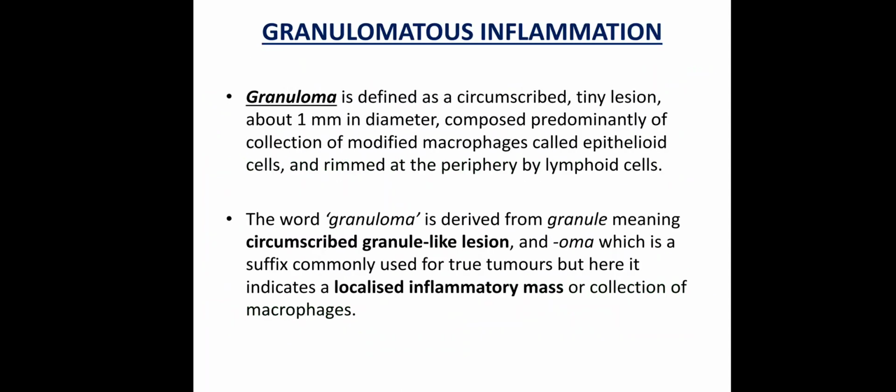Now we shall talk about the granulomatous inflammation. Granuloma is defined as a circumscribed tiny lesion which is about 1 mm in diameter, composed predominantly of collection of modified macrophages called epithelial cells and rimmed at the periphery by the lymphoid cells. The word granuloma is derived from granule, meaning the circumscribed granule-like lesion, and oma, which is a suffix commonly used for true tumors, but here it indicates a localized inflammatory mass or collection of macrophages.